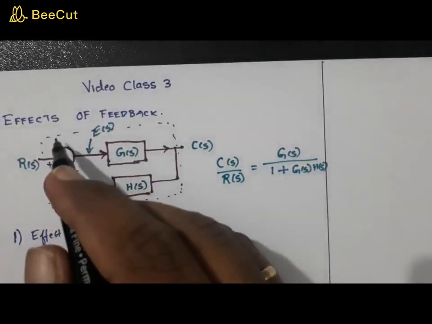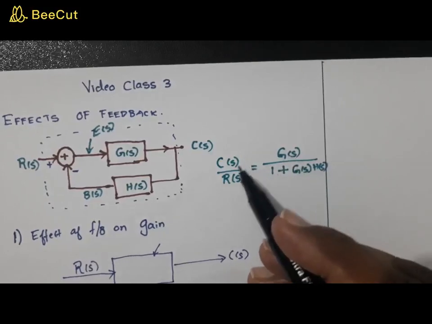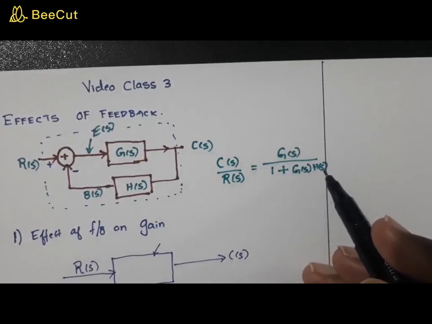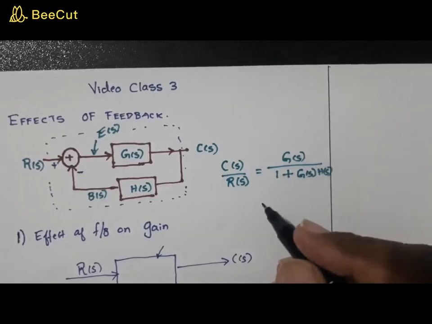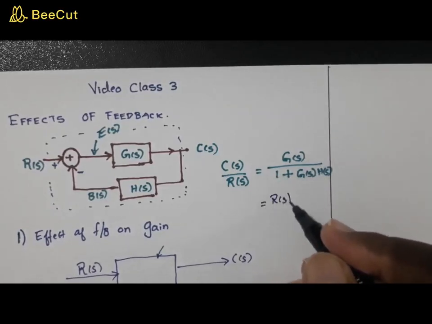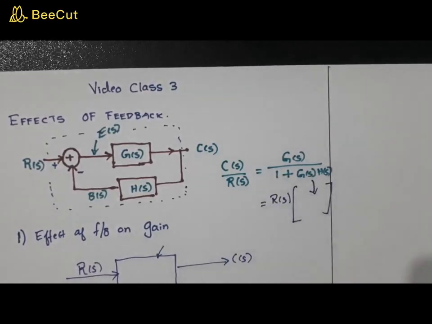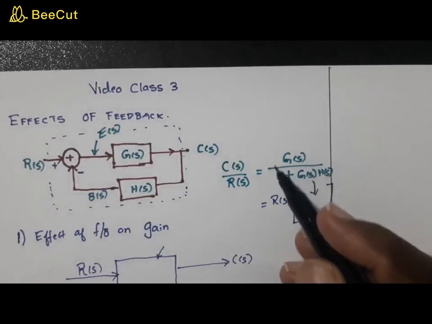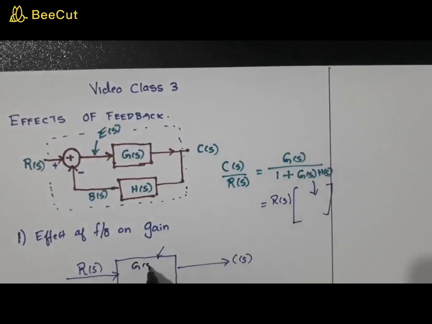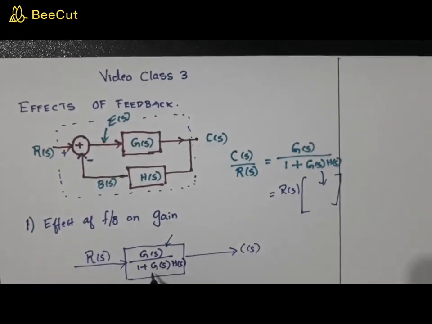So we have already seen the transfer function as G of S divided by 1 plus G of S H of S. That means you can write this E of S as this times R of S. So R of S times this much. How will you represent that in a block diagram? You can simply represent this as a block, that is, G of S by 1 plus G of S H of S.